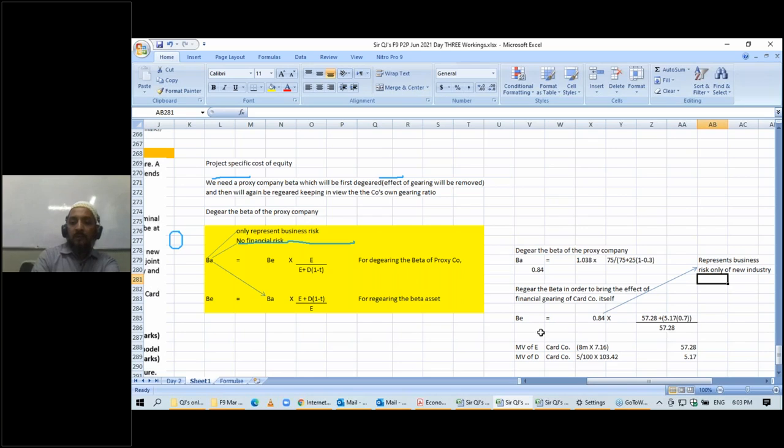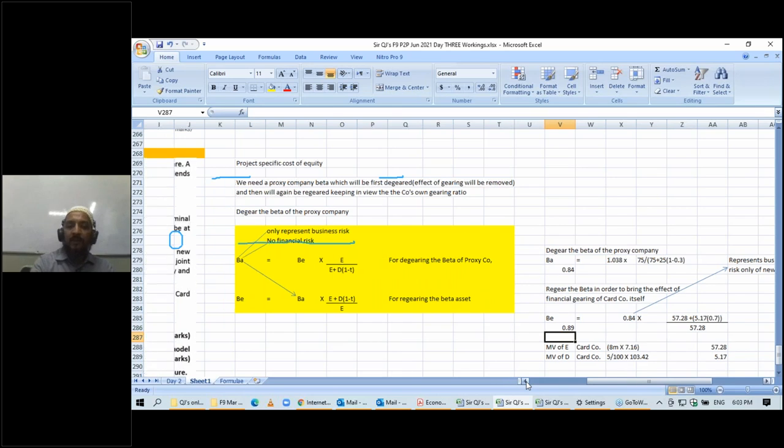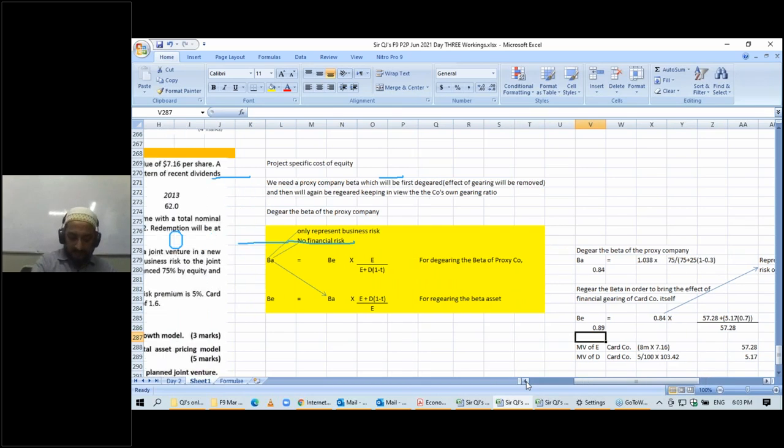So this gives you a beta equity of 0.89. So see, the beta of the proxy company was higher as its financial risk was higher. This company, card company, is not that much geared. That's why they are getting a lesser beta equity.